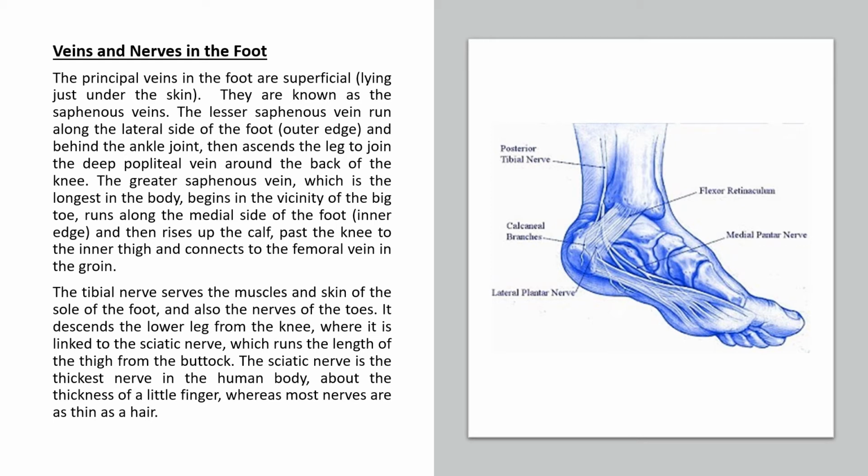The tibial nerve serves the muscles and skin of the sole of the foot, and also the nerves of the toes. It descends the lower leg from the knee, where it is linked to the sciatic nerve, which runs the length of the thigh from the buttock. The sciatic nerve is the thickest nerve in the human body, about the thickness of a little finger, whereas most nerves are as thin as a hair.